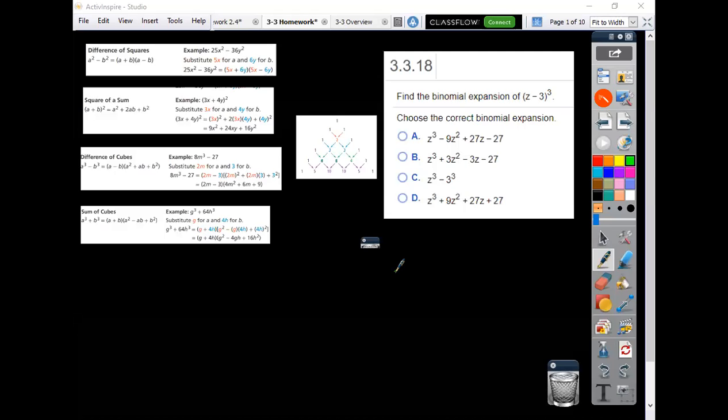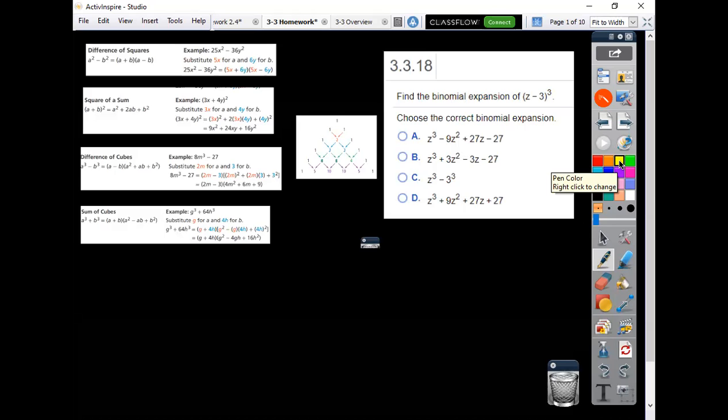Okay, so this problem 3.3.18. On the left half, or 2/3 side of the screen, I have the overview slide that I had when I explained the overview of the whole lesson 3.3. On the right, this is the problem that we currently have though.